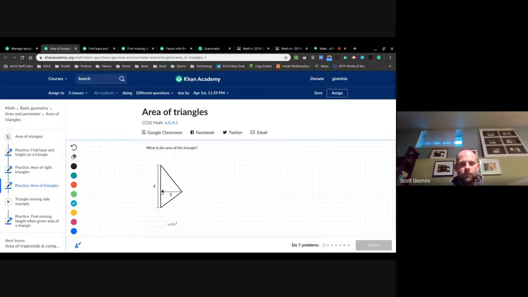Well, I have 4, the base, times the height, 2. 4 times 2 is 8. 1/2 times 8 gives me 8/2, which is the same as 4. All right. Hope this helps.